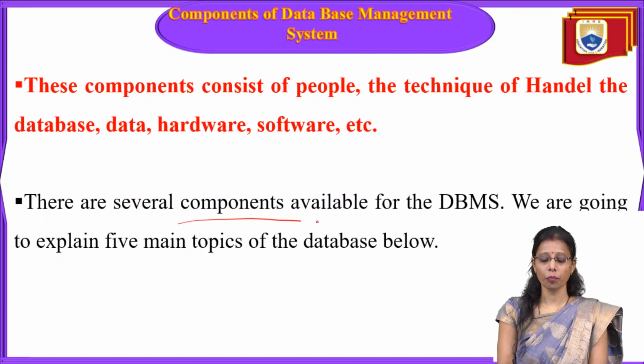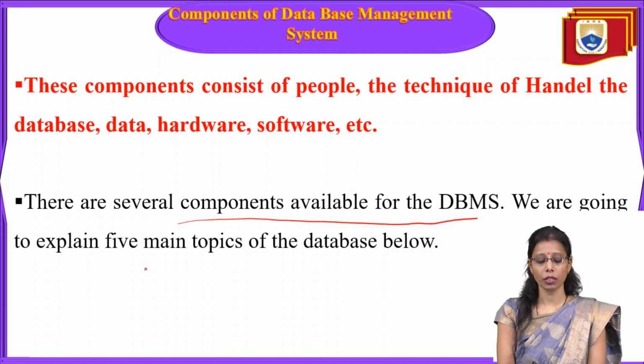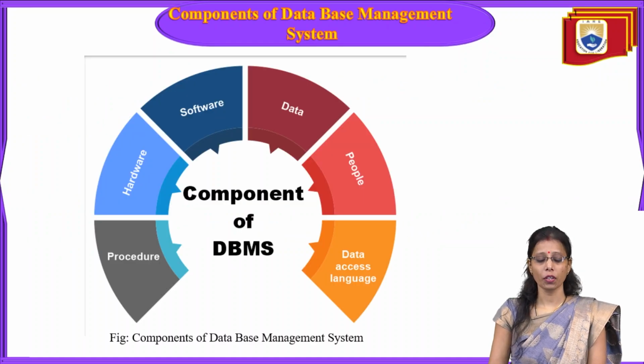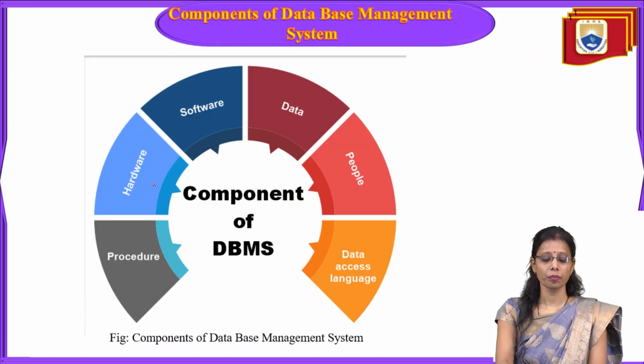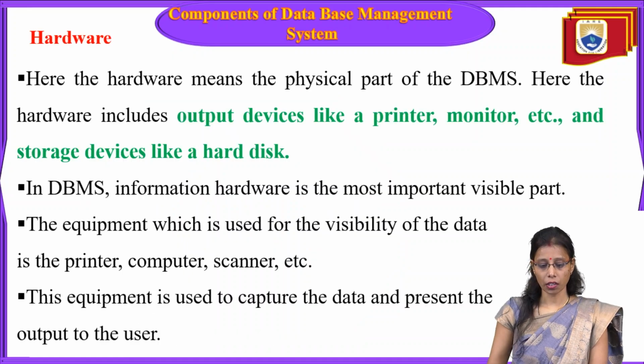There are several components available for DBMS. We are going to explain the main topics of the database below. What are the main topics here? Procedure, hardware, software, data, people, and database access language. These are the main components of DBMS when we talk about the database management system, which we are going to discuss today. First of all, let us start with the hardware.